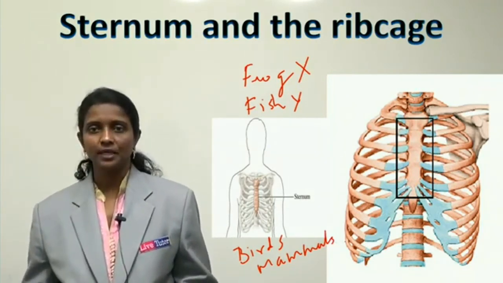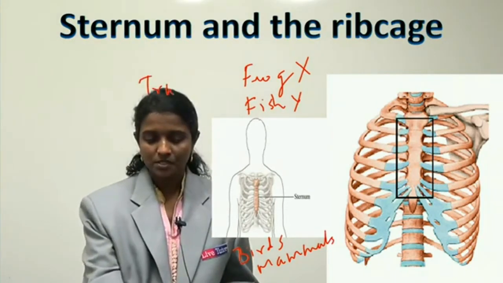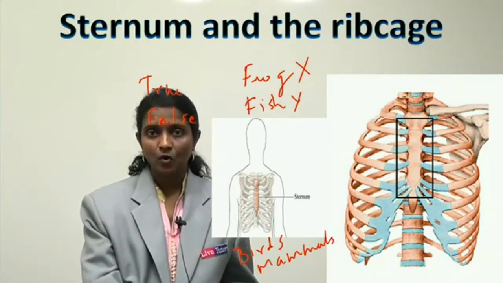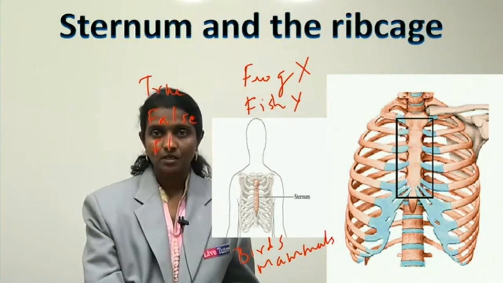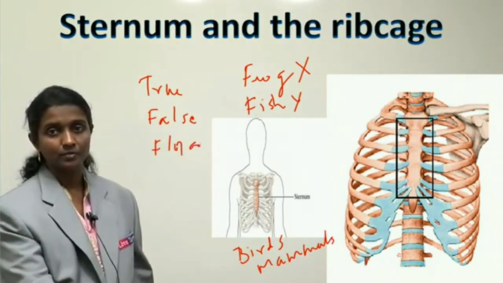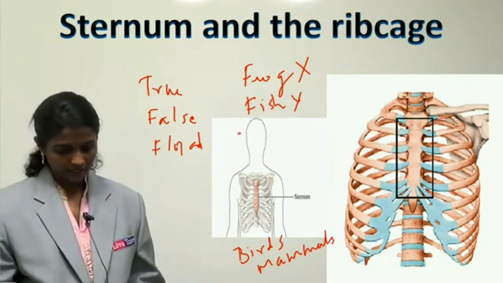The bones of the rib cage are categorized into true ribs, false ribs and floating ribs. There are three categories: true ribs, false ribs and floating ribs.